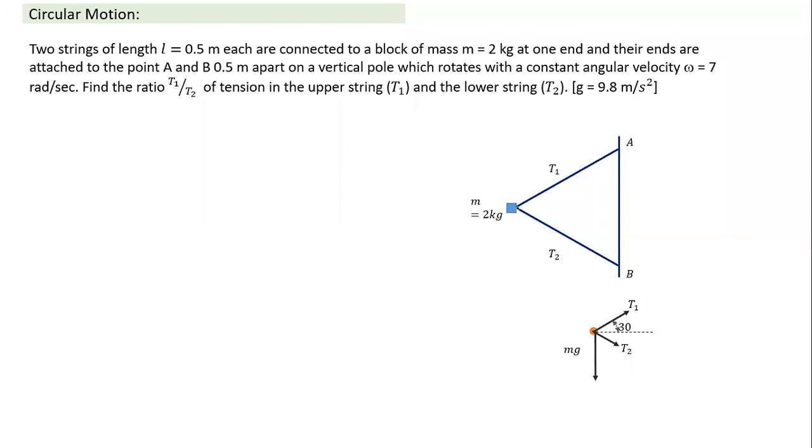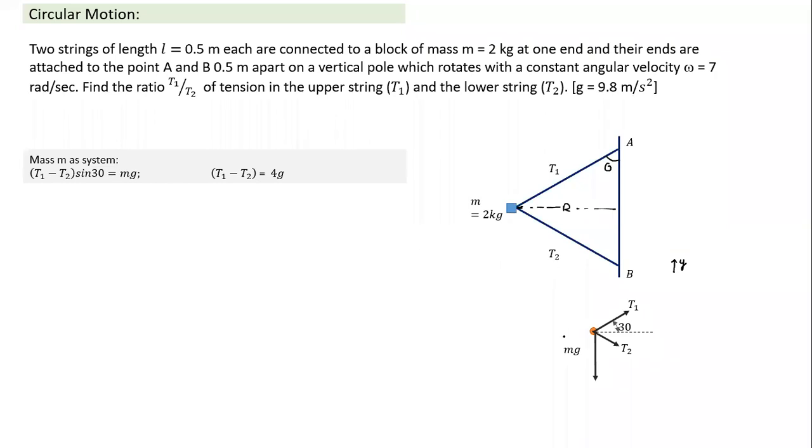Fairly simple. Since the string remains taut, this angle remains 60 degrees. It means if I take the vertical direction up here, it will move in a circular path in the horizontal plane. So this also is an example of circular motion in horizontal plane. This will be the radius of circular motion. If I draw the free body diagram, again, let's use the condition of circular motion.